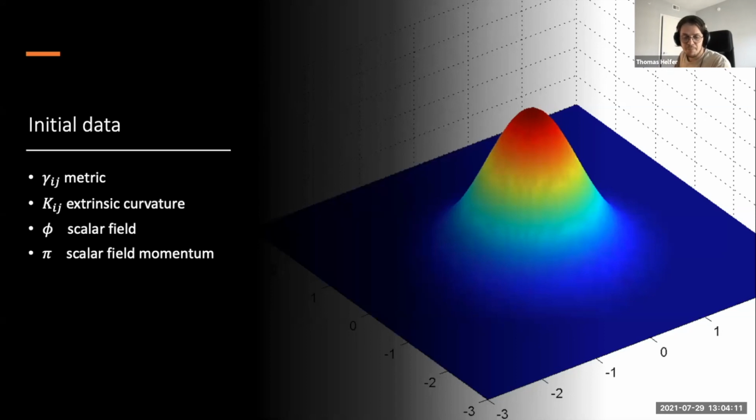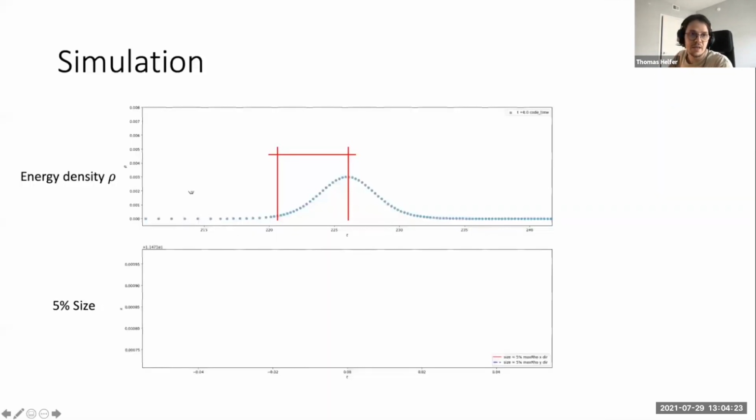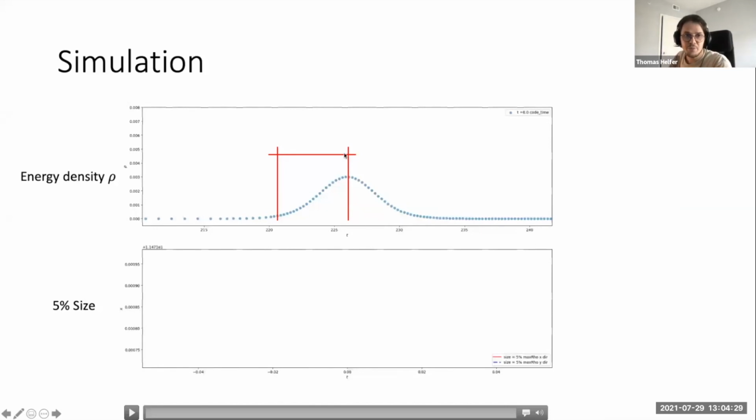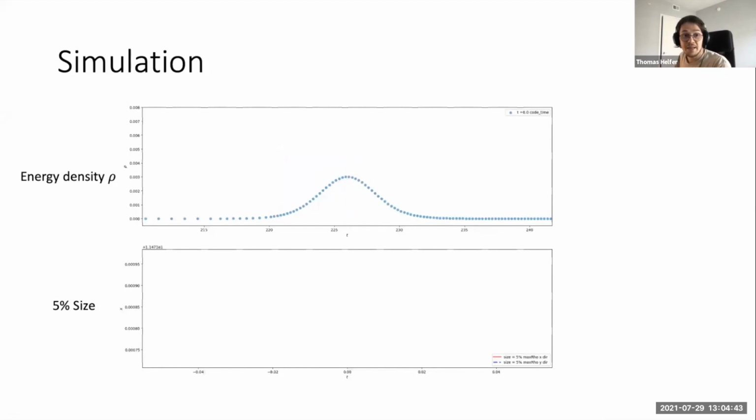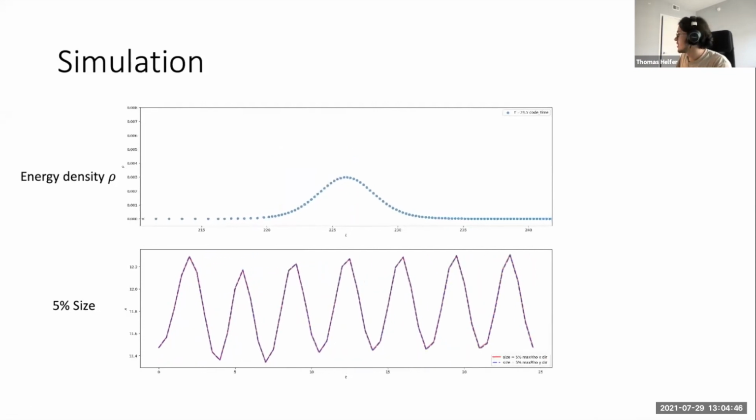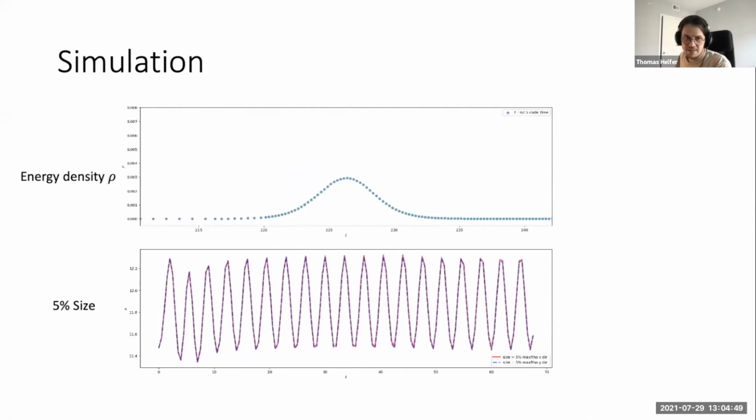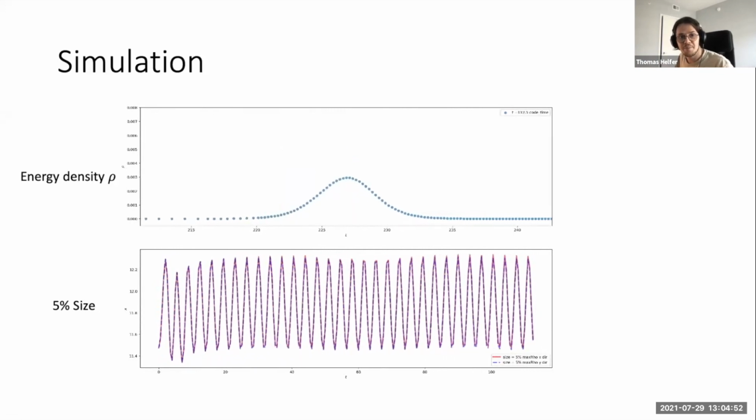Of course, we can then split this up in the initial data. So we get gamma ij, K ij, phi and pi. I think these quantities have already been introduced. For a single star, we look at the energy density rho over space, a slice through the boson star, and we measure the 5% size. We look for the maximum energy density and go down to where it's only 5% of the maximum, and that is our size. Technically, they are infinitely extended, which is not a very useful size, but this gives us an approximate size. If I play this, the single star just sits there and oscillates. This is its normal behavior.